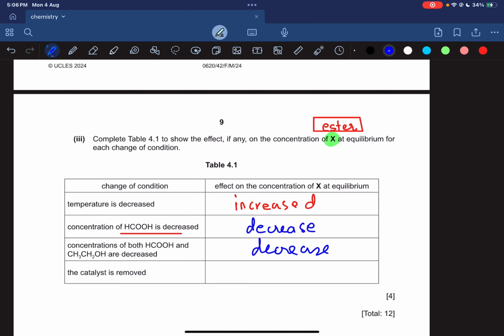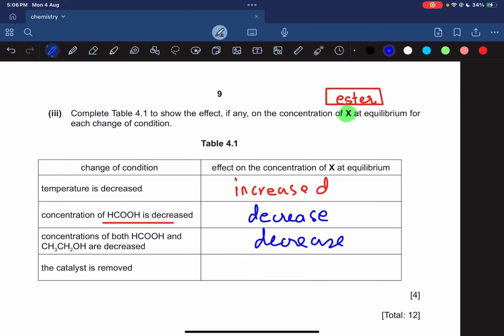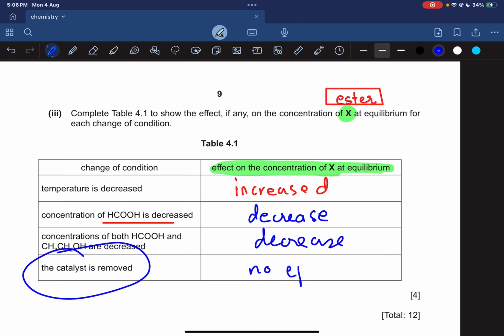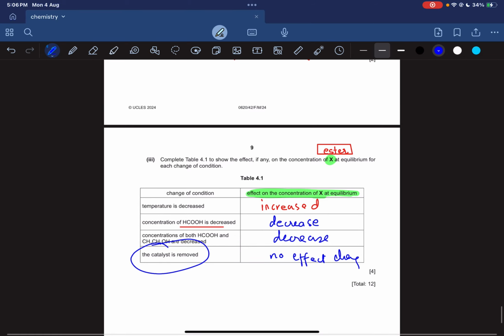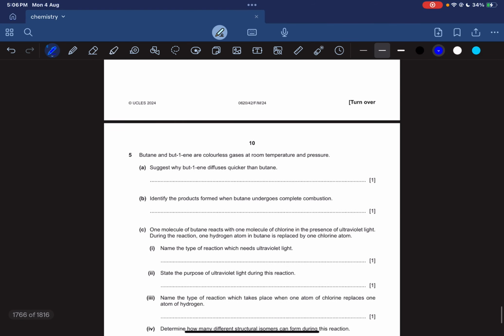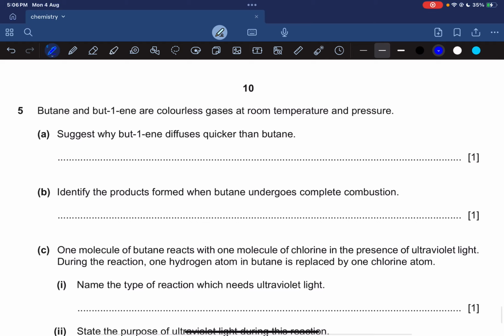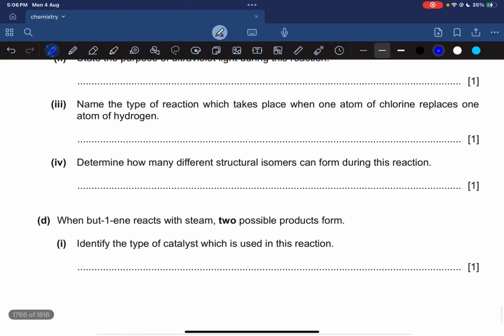Okay, the catalyst is removed. A catalyst has unfortunately no effect on the concentration of any substance at the equilibrium. Not only the concentration of X, but the concentration of any substance at the equilibrium. The catalyst is going to have no effect. So we're going to write no effect or no change, right? No change.